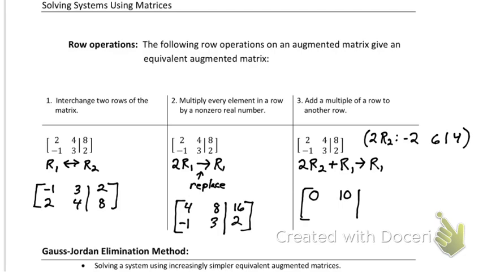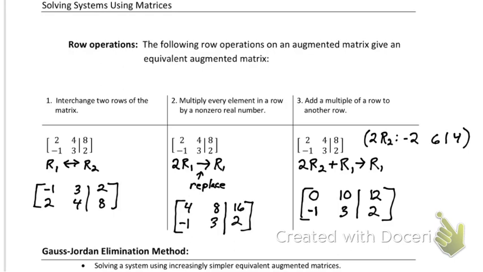And finally, we'll do 2 times that 2 here, which would give me 4, plus that 8 is going to give me 12. My arrow says the only thing I'm replacing is row 1, which means row 2 is not actually changing. Row 2 is just going to remain -1, 3, and 2. And like I said, all these will make more sense when we're actually using them.